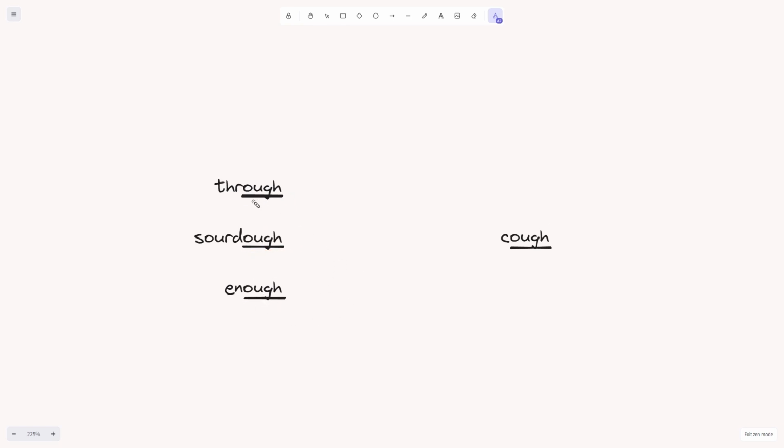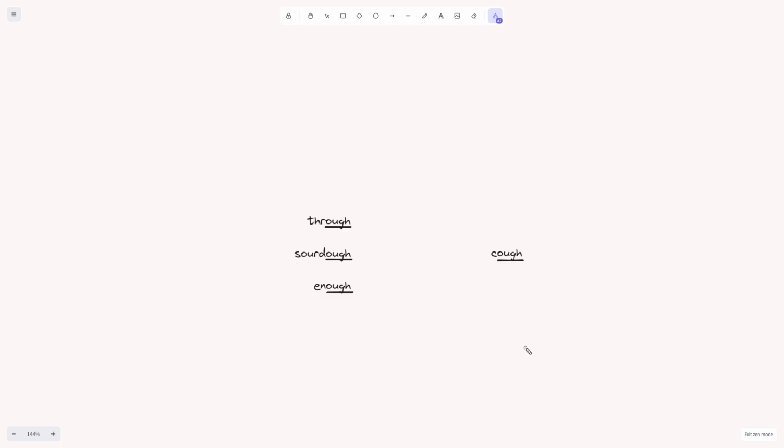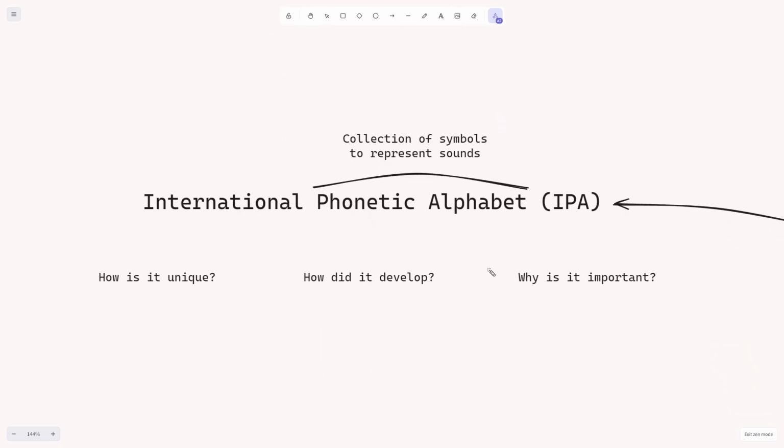Now, you see that all of these words are written with O-U-G-H in the end, but it's always pronounced differently. So now you have to think, how is this word pronounced? Is it like "ku"? Is it "ko"? Or is it "kaf"? To talk about the way words are pronounced, we use something called the International Phonetic Alphabet, which is just a collection of symbols to represent sounds.